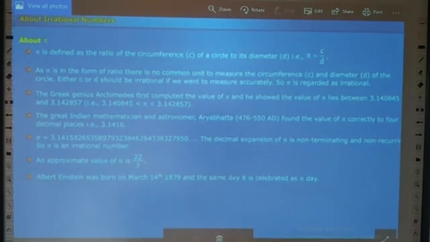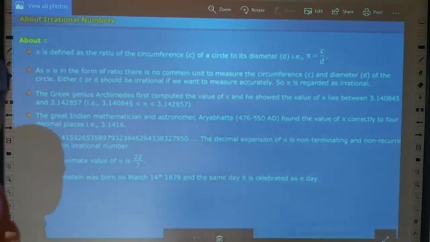An approximate value of pi is 22 by 7. We use this in mensuration. If you write 22 by 7, it is not accurate. 22 by 7 is in p by q form, so you can say it is rational. But if you find it in decimal, then pi is irrational. And Pi Day is celebrated every year on March 14, the birthday of Albert Einstein. So this is the information for you.